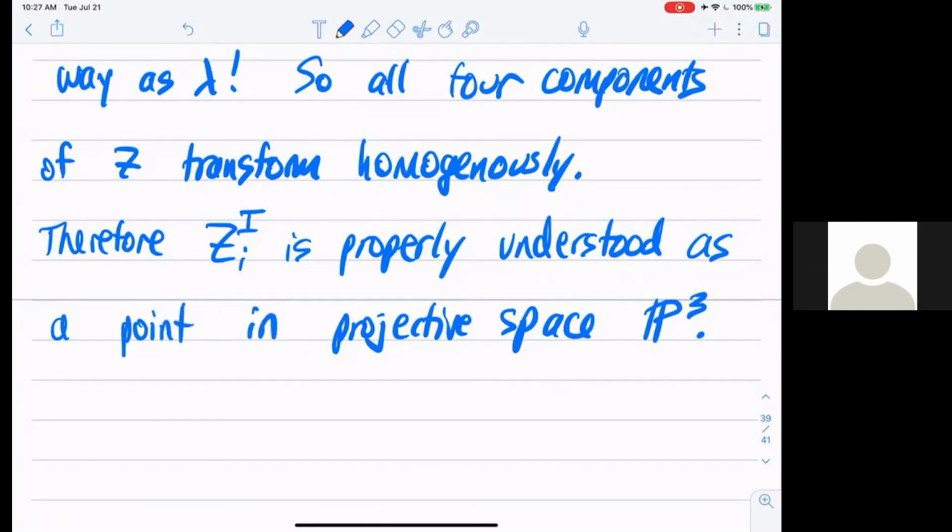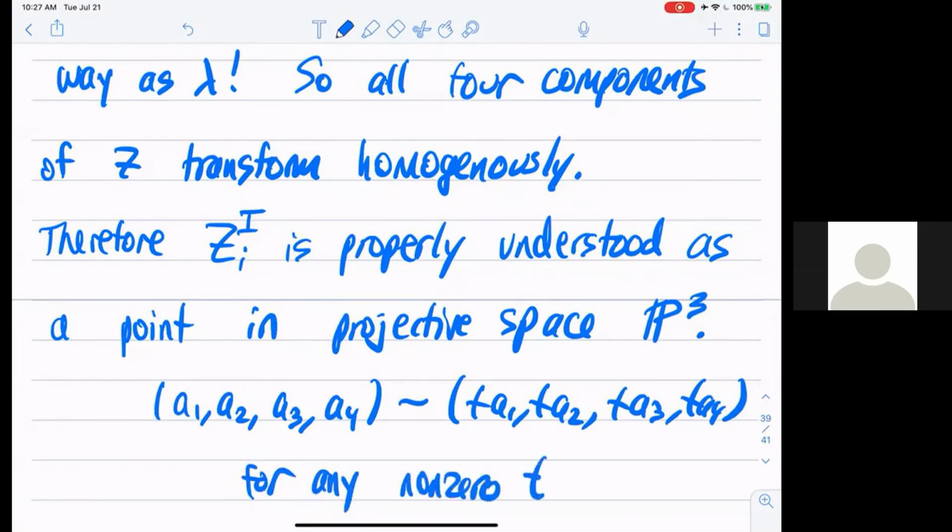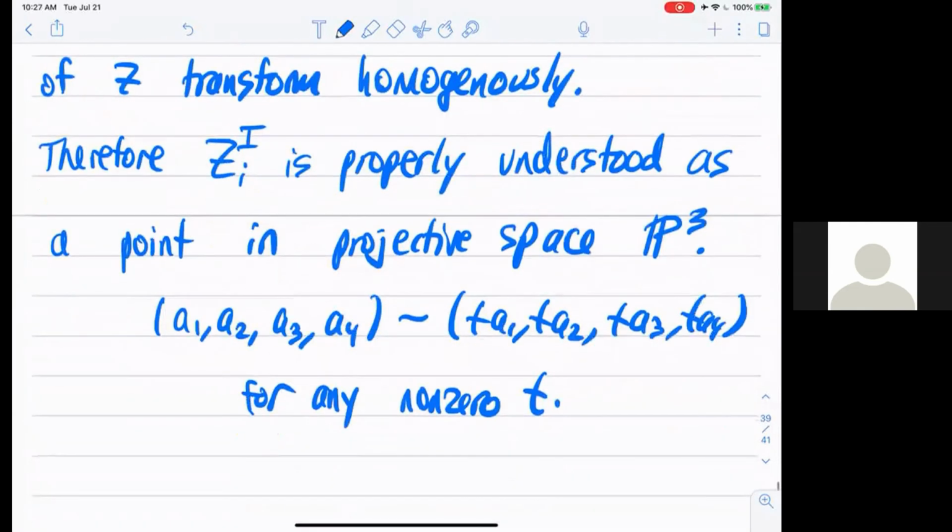So projective space P3 means the set of four component coordinates or objects, if you will, subject to the relation that this is identified with tA1, tA2, tA3, tA4, for any non-zero number t. And we might as well, as I've discussed several times, allow all of these variables to be complex, because it's always useful to consider complexified kinematics so that we have the full power of complex analysis to bear.